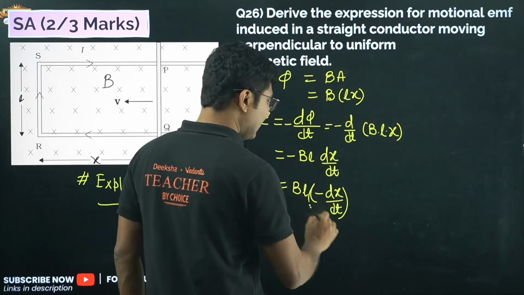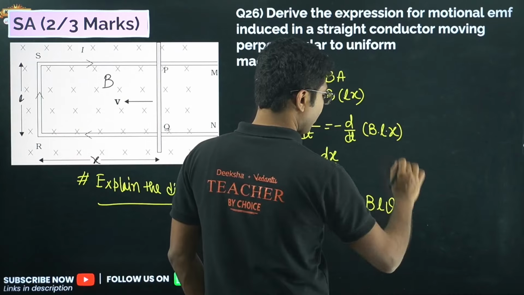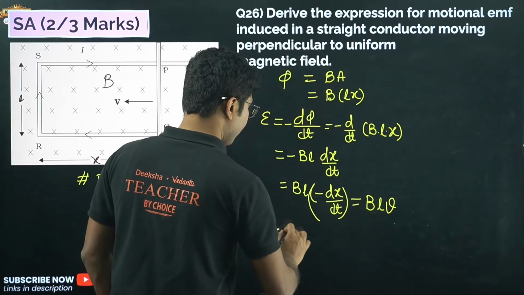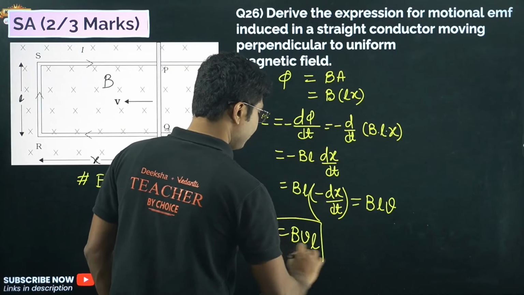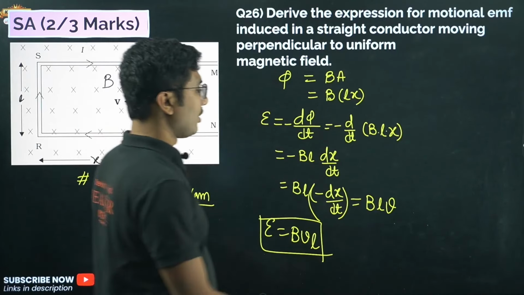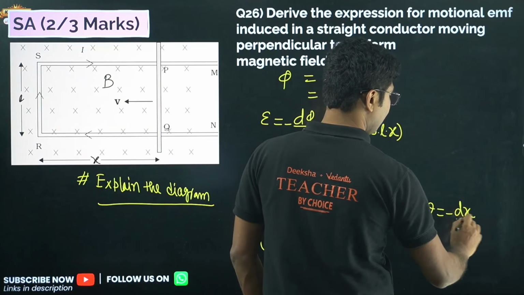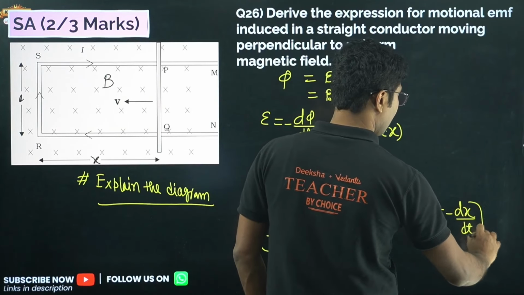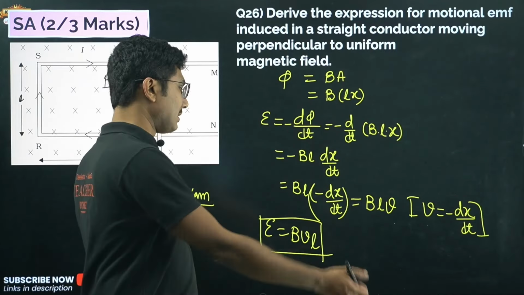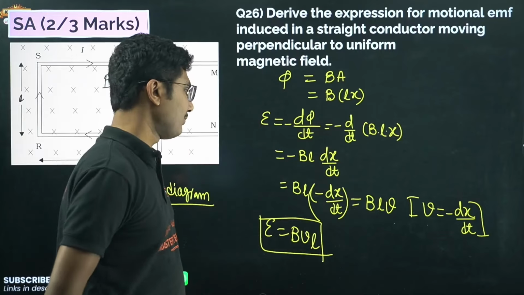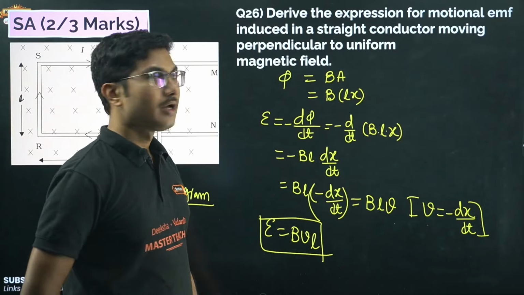So minus dx by dt is the velocity, so we can write B into L into v. Or the induced EMF is BvL. Here you have to write v equals minus dx by dt. Okay, use the negative sign, no problem, but don't forget to eliminate it. The final expression should not have any negative sign. So EMF equals BvL. This is one of the most asked derivations for 3 marks.